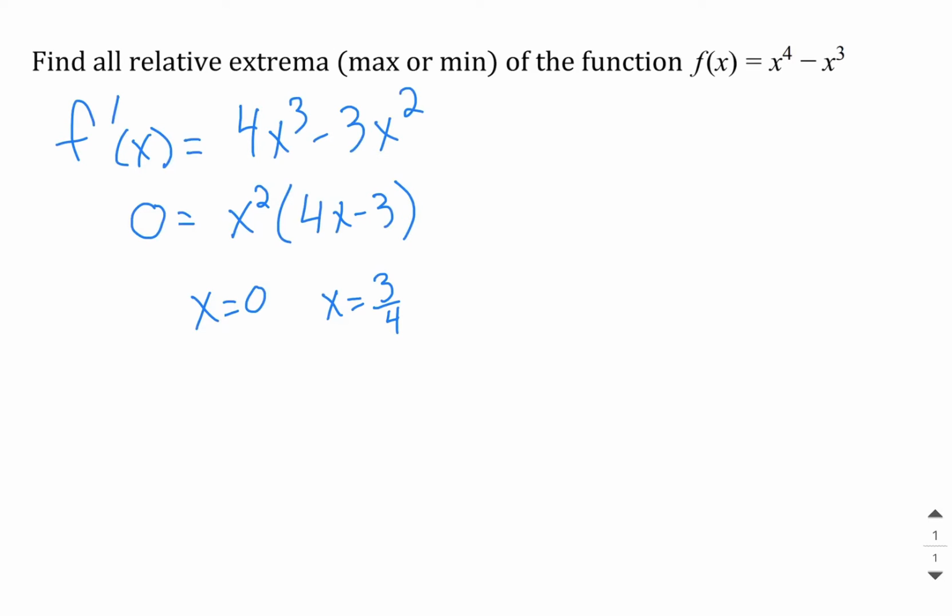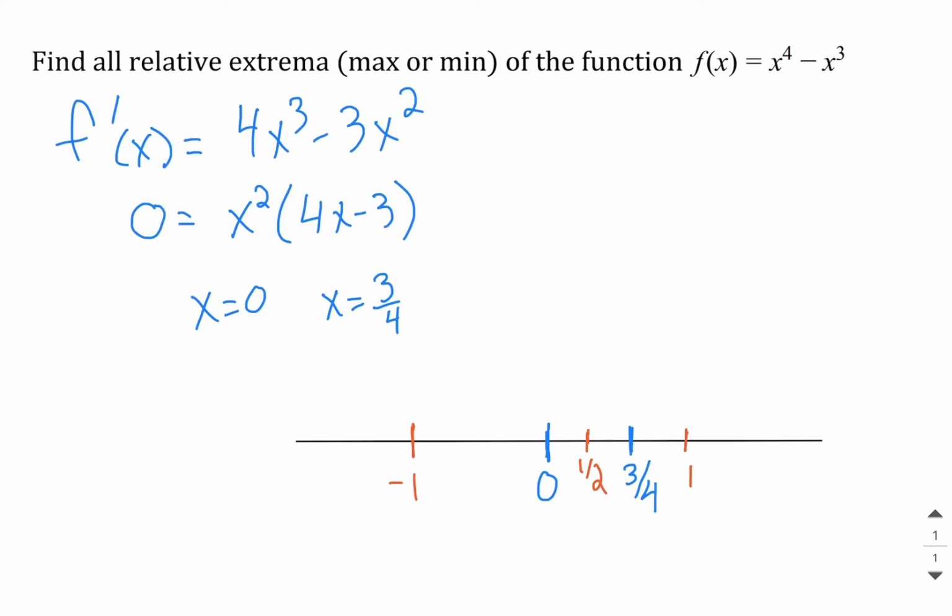Just like with our other graphs, we'll create a number line and plot these points on it. We put one critical value here at 0 and another critical value at 3/4, so we have to space out a little bit. Now we still need to pick test values. We need a test value to the left of 0, so I'm going to pick -1. We need a number in between 0 and 3/4, so I'll pick right in the middle, 1/2. And we need a number past 3/4, so I'm going to pick 1.